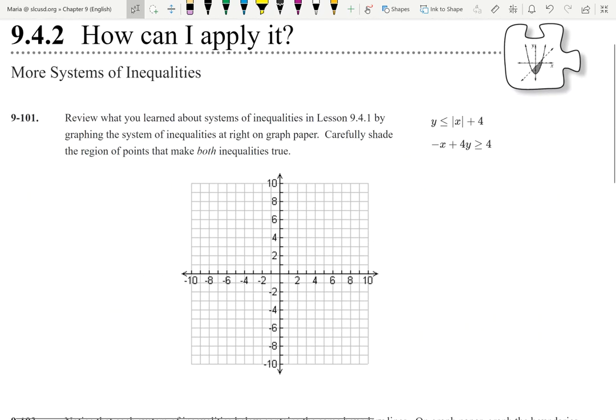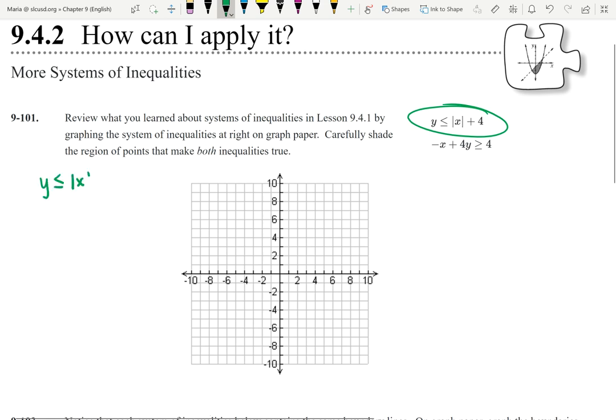First problem here is 9-101. Review what you learned about systems of inequalities in lesson 9.4.1 by graphing the system of inequalities at right on graph paper. Carefully shade the region of points that make both inequalities true. Let's start by graphing this inequality. It's got absolute value in there, so I know that the shape of the graph is going to be a V.